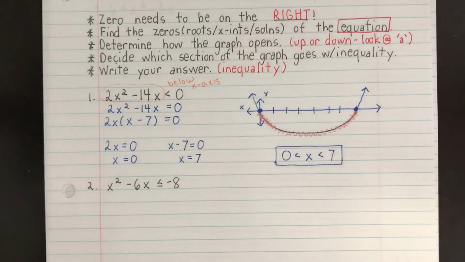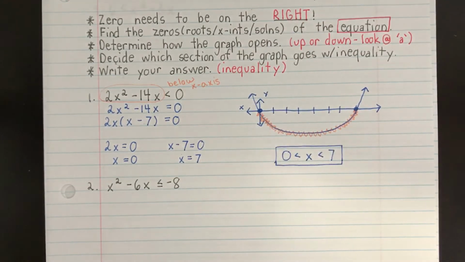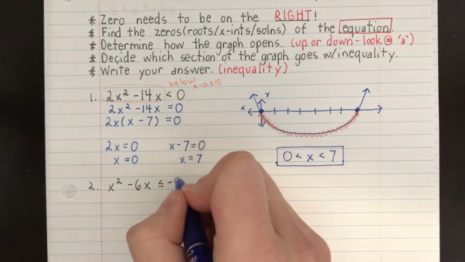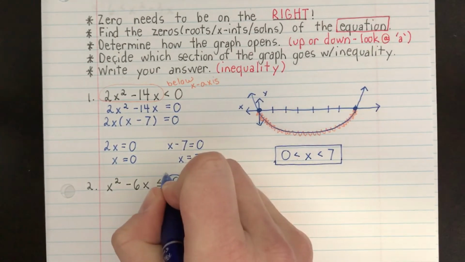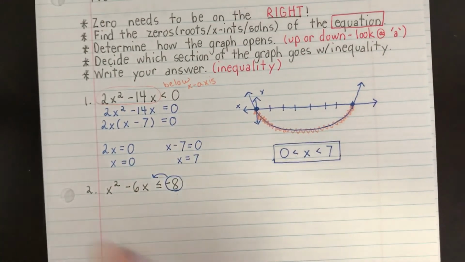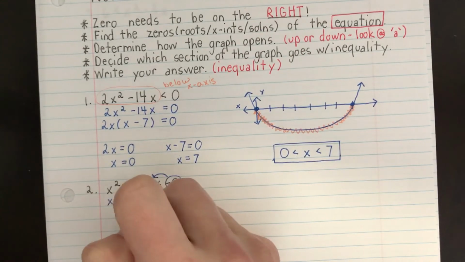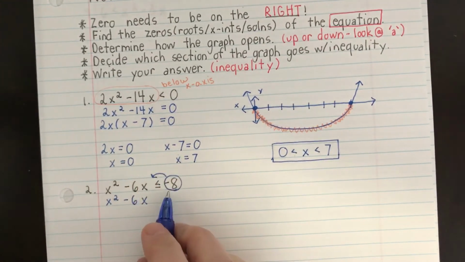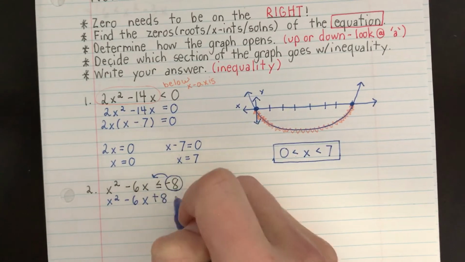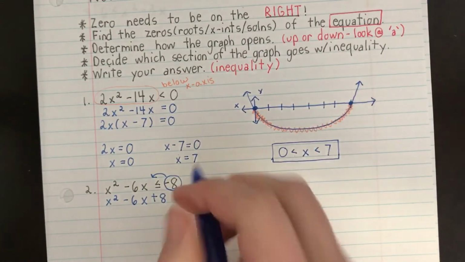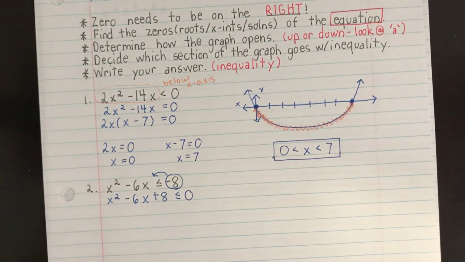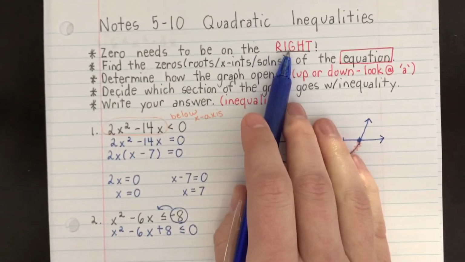There's no choices. It has to be on the right. So your first step is going to be to move over this -8 across the inequality. Just like moving across an equal sign, that -8 is going to turn positive. So +8 less than or equal to, now this is 0. Okay, so 0 is on the right.